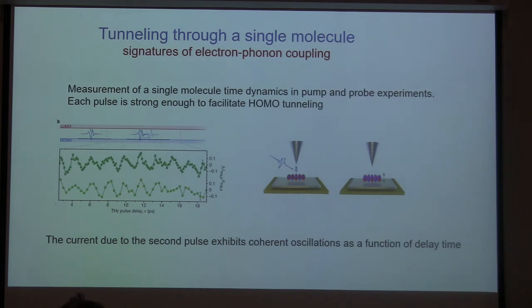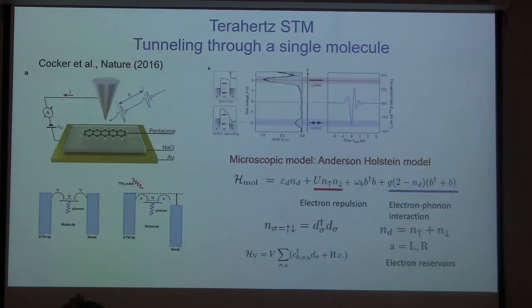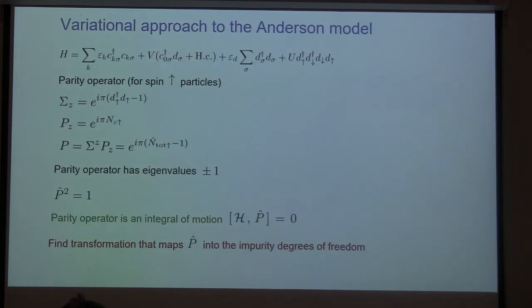So therefore, we have all the ingredients of the model. We have one orbital, we have Coulomb repulsion between electrons in this orbital, and we have a phonon. Okay, right, so that's our Anderson-Holstein model.